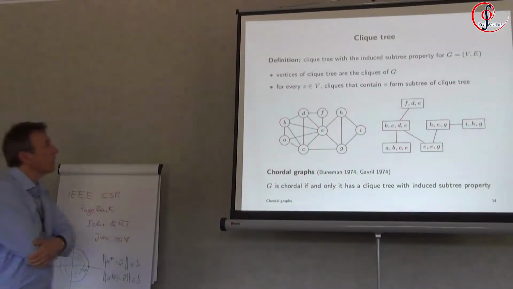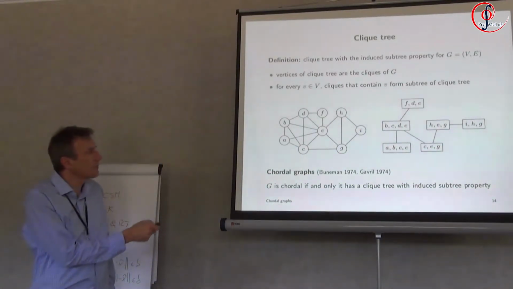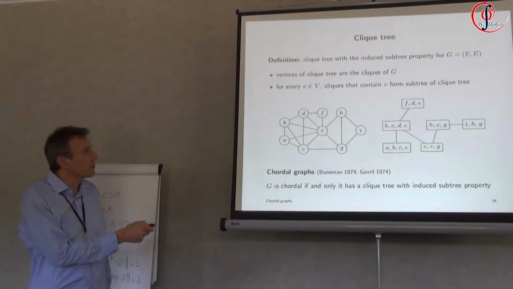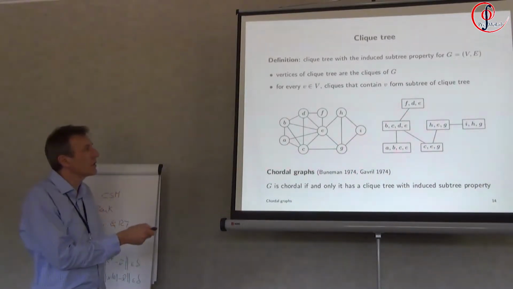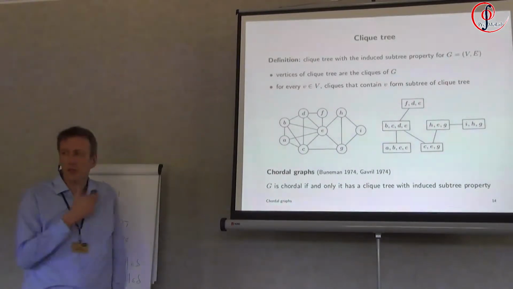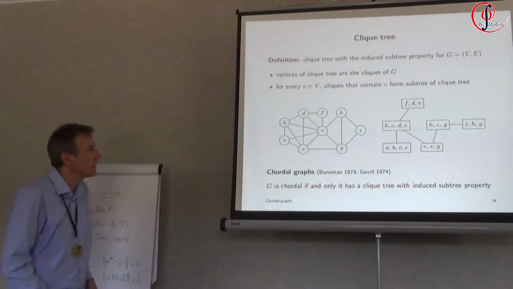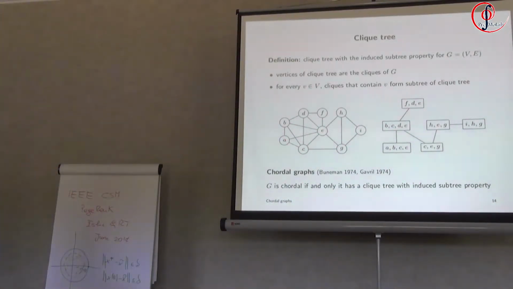So a clique tree of a Chordal graph is a tree with, as vertices, all the cliques in the graph. Here, this graph has 6 cliques, and those are all the cliques in the graph. For example, A, B, C, E is a complete subgraph, and it's a clique in the graph. And then a clique tree has a property known as the induced subtree property.